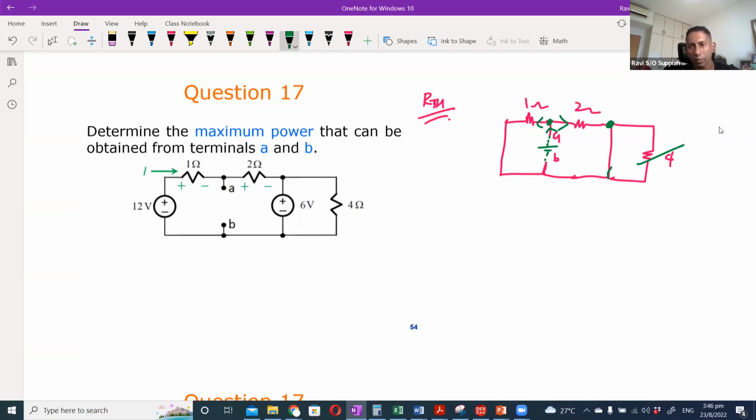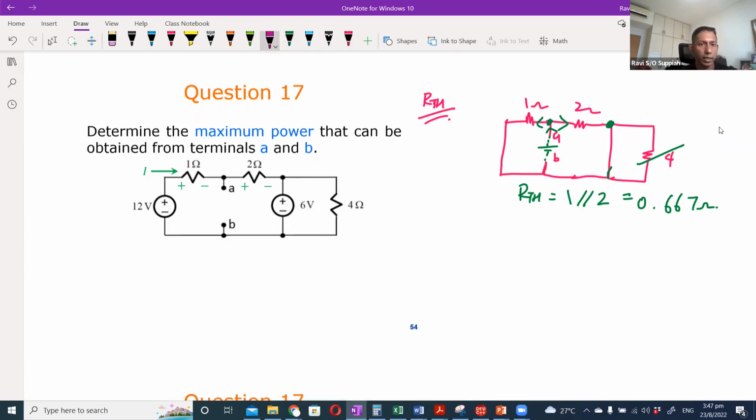All right, so whatever current comes out of A splits into 1 and 2 and comes back in again, which means that the RTH is effectively 1 parallel with 2, which is 0.667 ohm. So that is your RTH. Now there will be VTH.